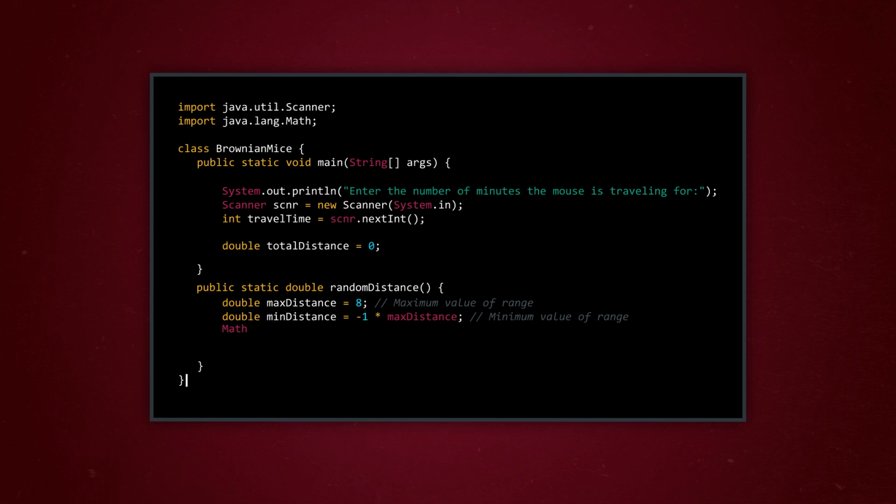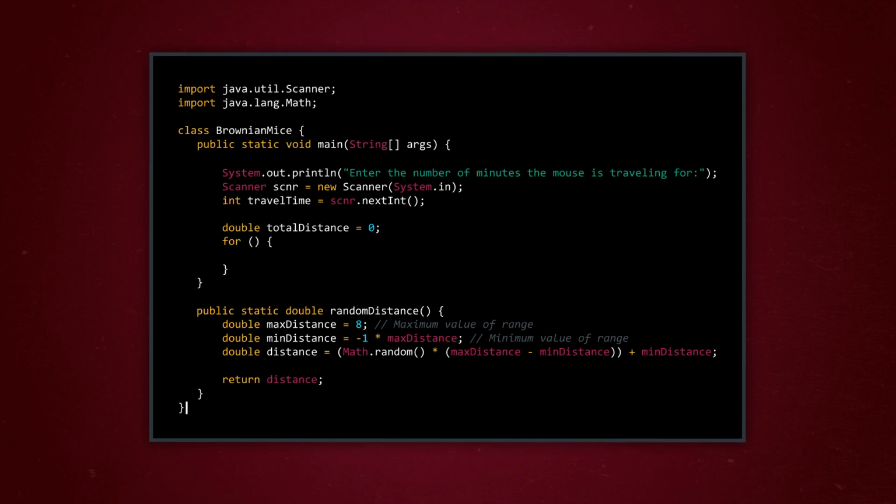We can then assign the value of this random number to a new double variable named distance and return it at the end of our method. So every time we call the random distance method, it will return a random value between -8 and 8, including numbers with decimals, because remember, a double can have decimal places.